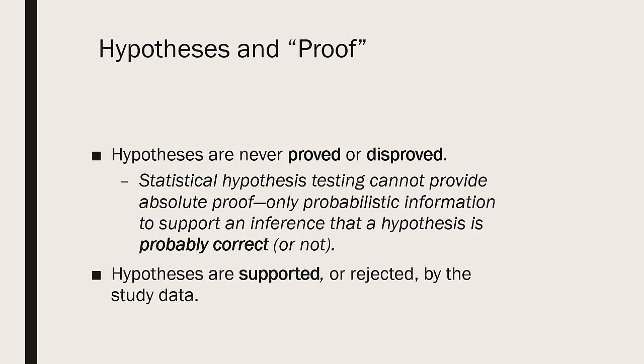And since, as we know, all research has room for error, all research has potential for flaw. And when we talked about confounding variables, we don't always know what those are. They're not always obvious to us. So if all research has room for error, then we can't prove. We can only support, sometimes with great certainty though, our hypothesis. Again, hypotheses are supported or rejected by the study data, but not proven or disproven.